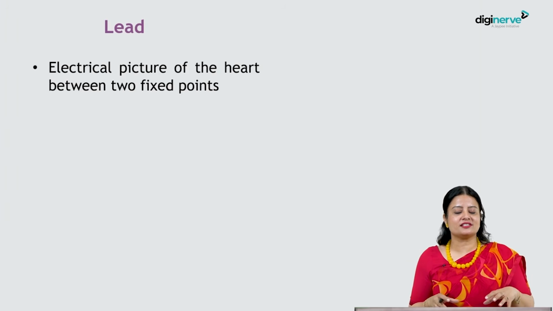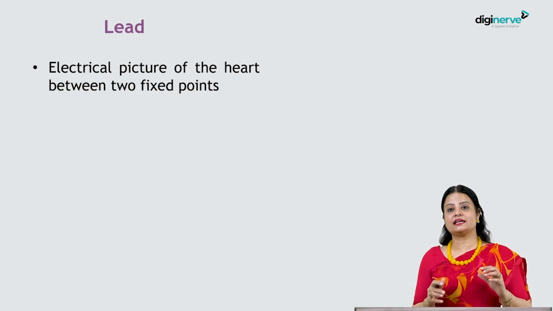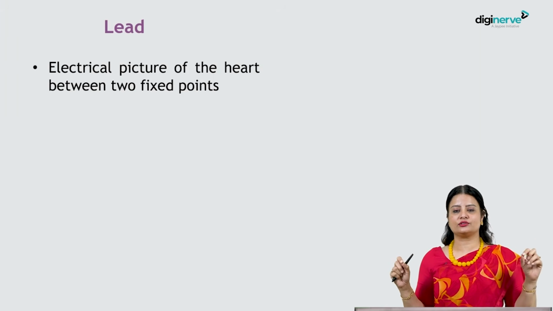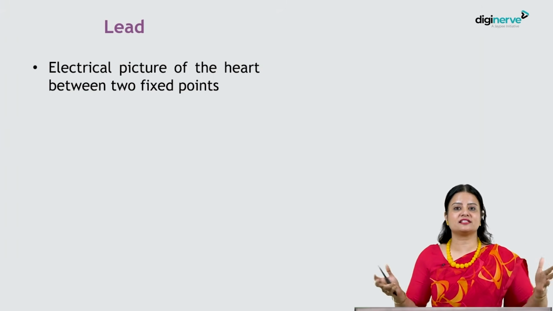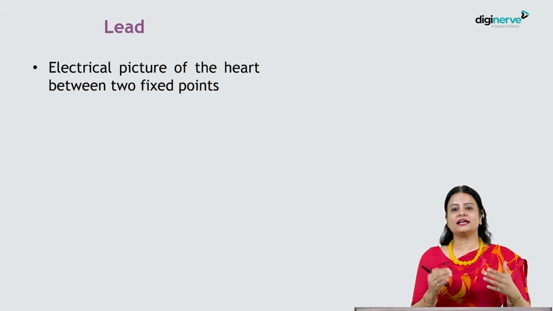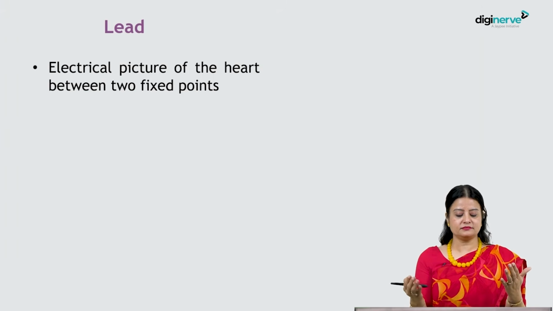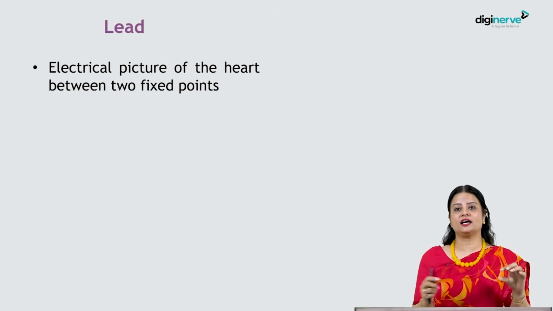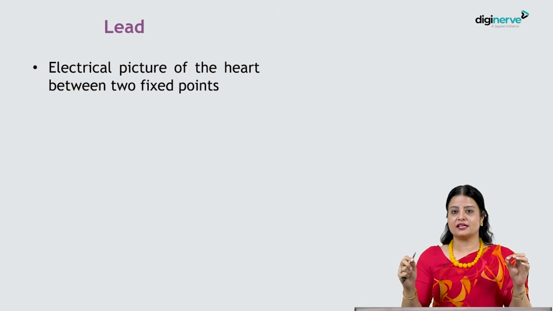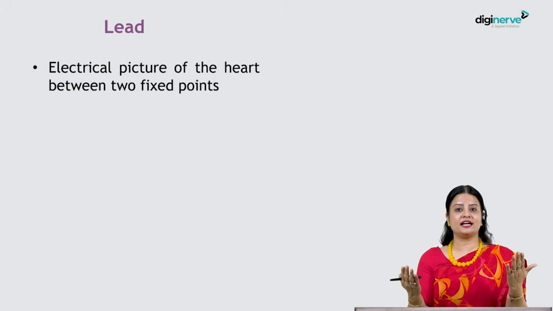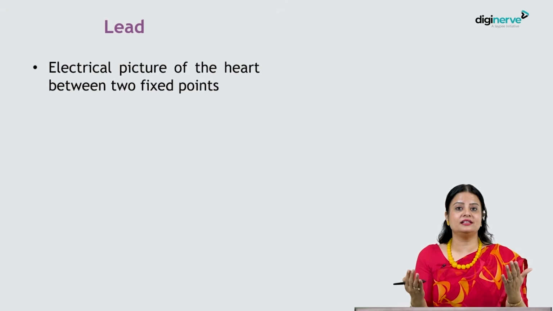So this changes the definition of the lead. Till now we were thinking that 2 electrodes connected to the wire is a lead. That is the physical form of the lead. But when you get the recording on paper, that is the electrical picture of the heart between two electrodes. And when you get that recording in your hand, you call that also a lead.